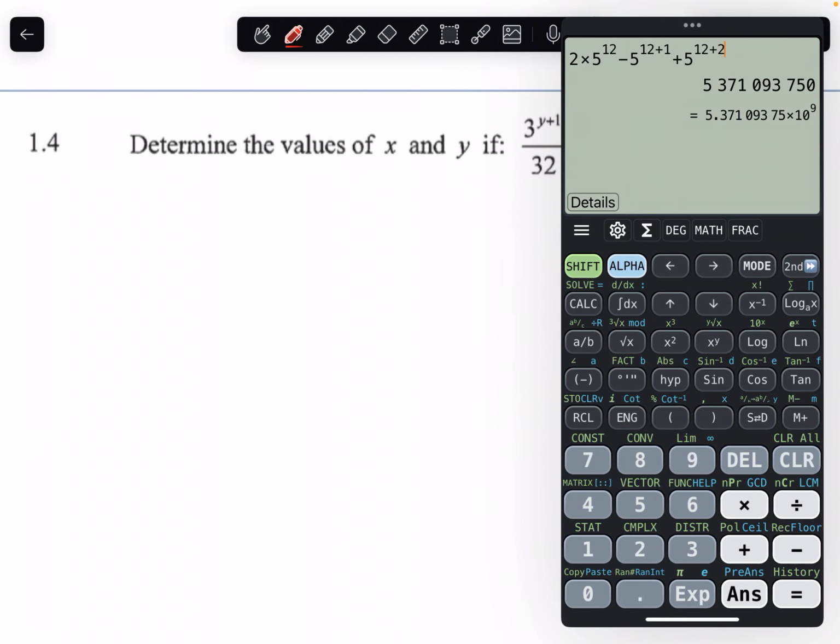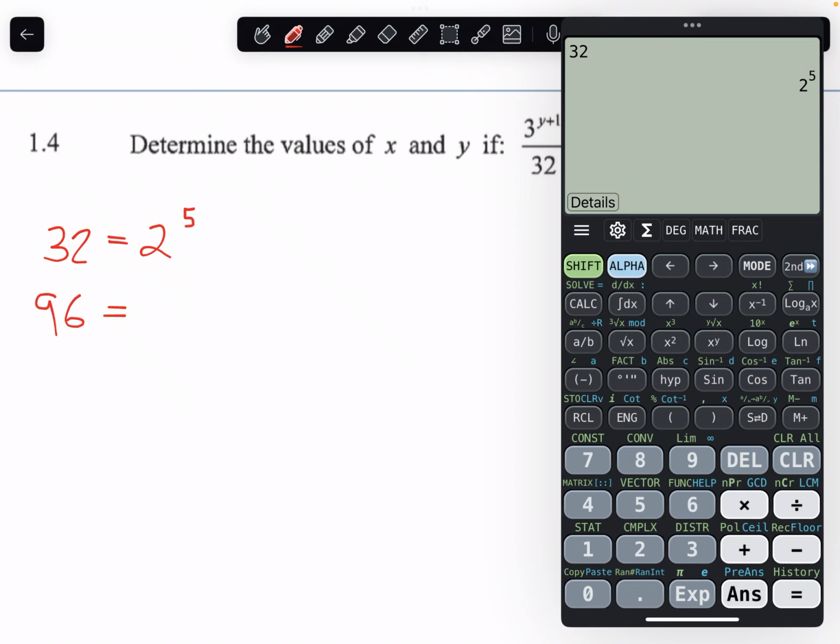32, and this is something you can do on your calculator. I just need to remember how you do it. I think you say 32 and then you say shift. Yeah, okay. So we know that 32 is equal to 2 to the 5. And then the other number we're concerned with is 96. So I'll enter it into the calculator and then shift fact. And that gives me 2 to the 5 times 3.